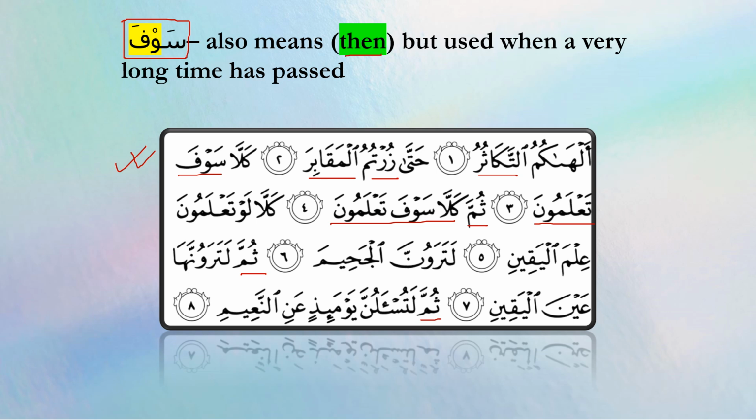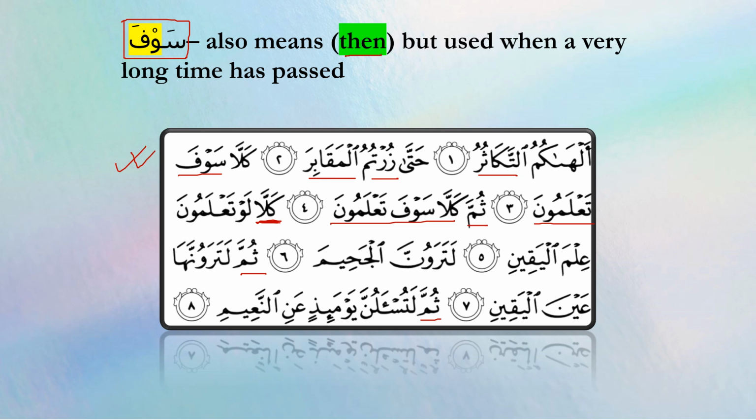Kalla law. Now about kalla, what is this particle? I will just be quick on this explanation. It's harf rad'in wa zajr, meaning this particle is used for rebuke and also for emphasis. And now kalla law ta'lamuna ilm al-yaqin, only if you knew the truth. Allah is telling us, only if you knew the truth, ilm al-yaqin, the knowledge of certainty.